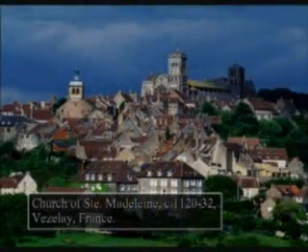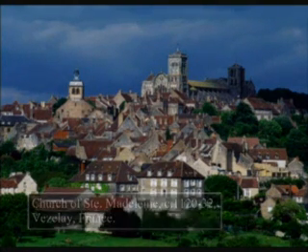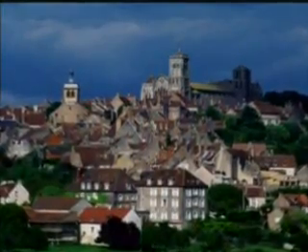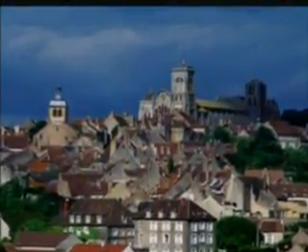Less than 100 miles from Paris, the abbey at Vézelay was founded in Carolingian times, but gained its first distinction during the 11th century, when the supposed relics of Mary Magdalene were brought there. And it became an important pilgrimage site.